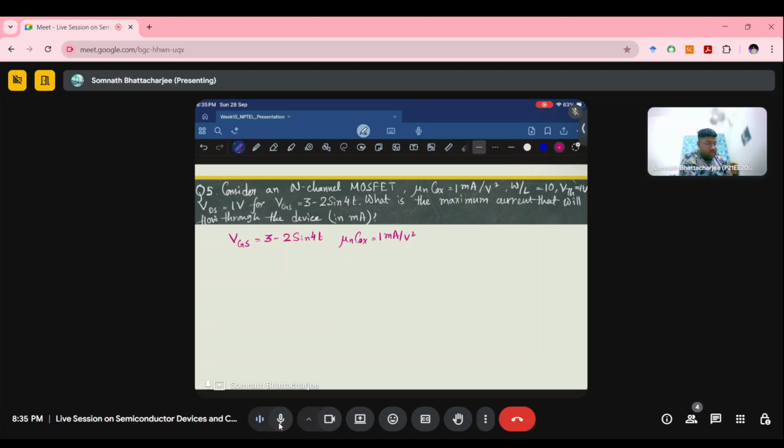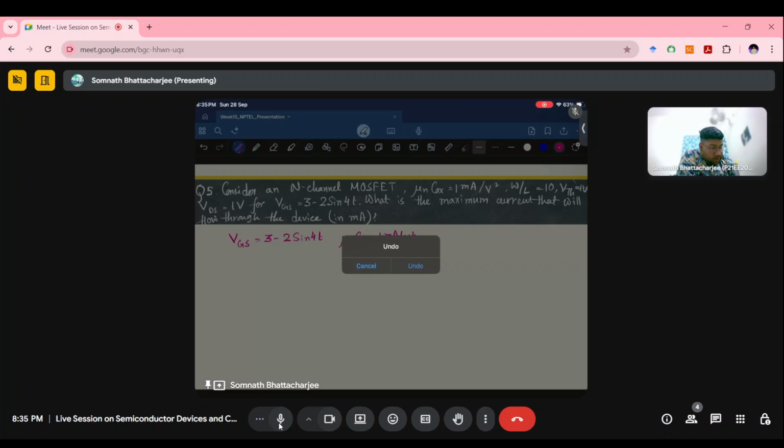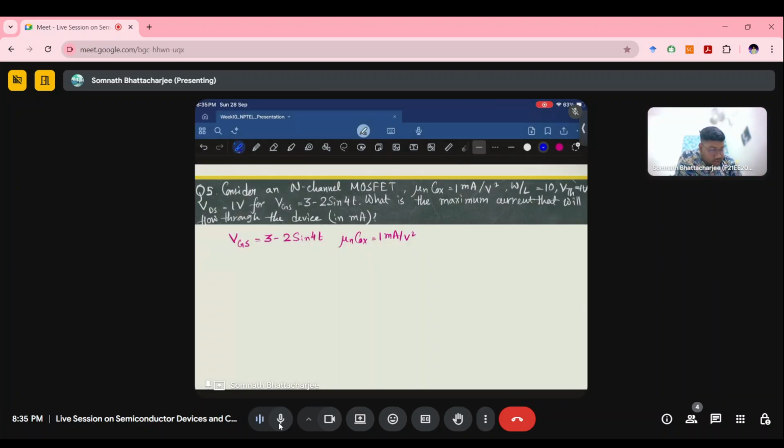So I'll give some hints to solve this. The first thing to know is that the change in current ID is with respect to VGS, right? So to get the maximum current, we need to get the VGS max. Now the maximum value of VGS will be 3 plus 2, so that will be 5 volts, when sine 4t is minus 1. So this will be the maximum value of VGS, that is 5 volts.